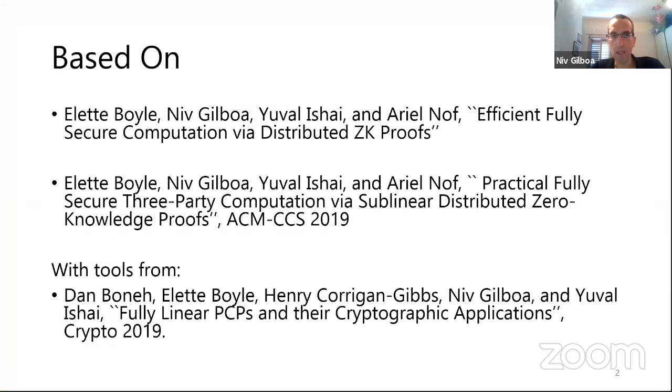So I'm going to talk about two works. Both are with Elette, Yuval, and Ariel. One is already published: fully secure three-party computation via distributed zero-knowledge proofs. And the second is a newer work: efficient, fully secure computation, again via distributed zero-knowledge proofs. It generalizes the three-party computation to any constant number of parties. And one of the main tools we're going to use is from previous work with Dan Boneh and Henry Corrigan-Gibbs on fully linear PCPs.